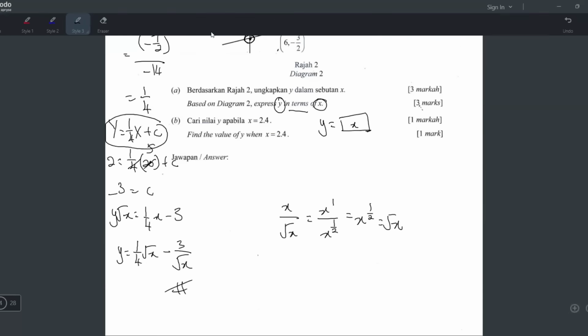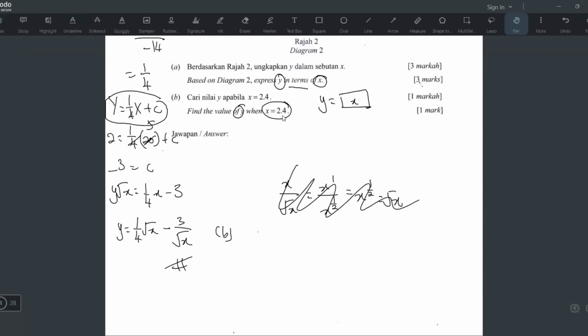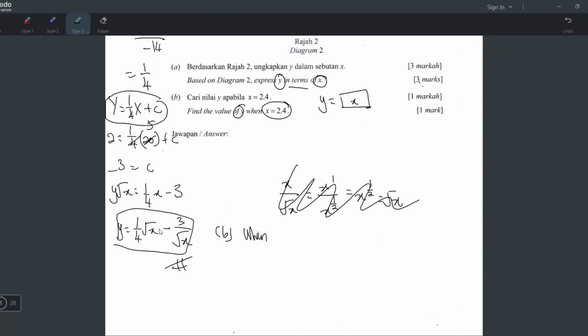Alright, now let's do B. Find the value of y when x equals 2.4. But they did say it's the small x, not the big X, the small x. And you are also finding the small y, not the big Y, small y. So you can just sub into this equation. This is the equation for the small x, small y, right?